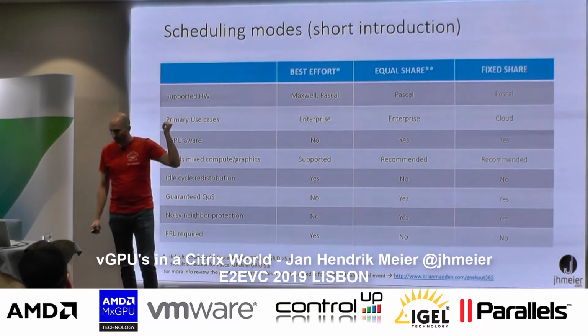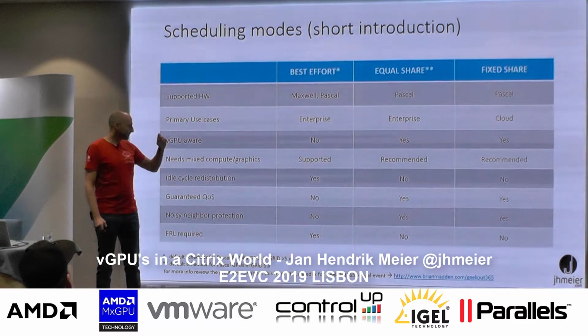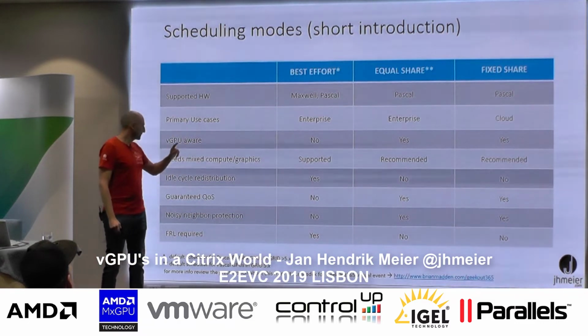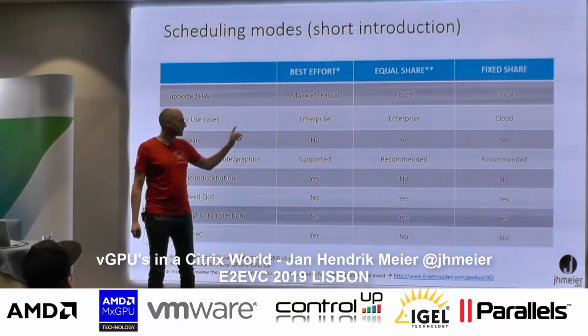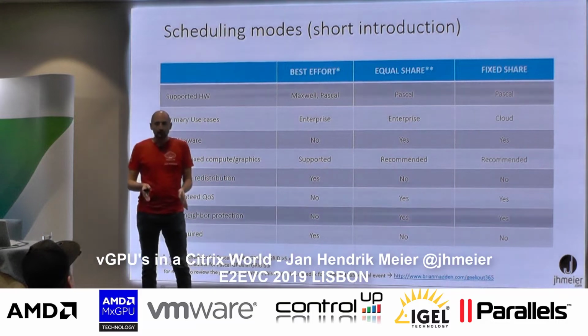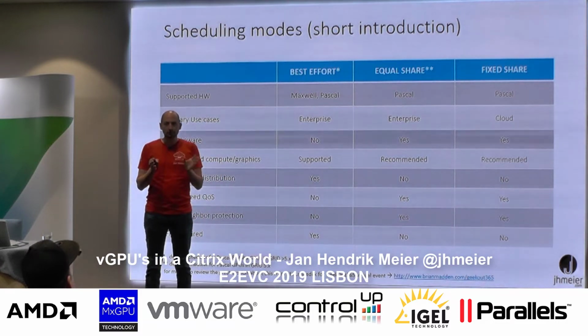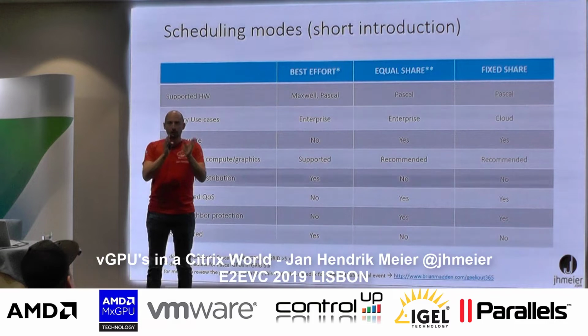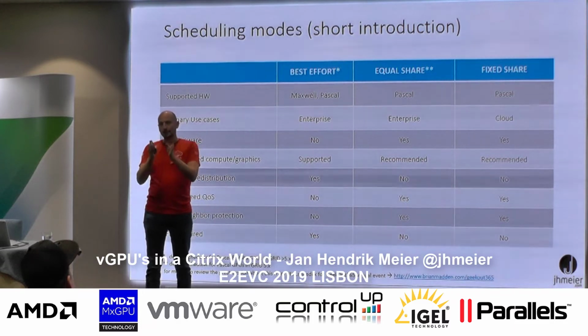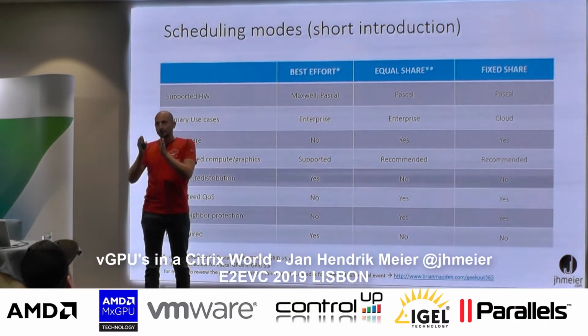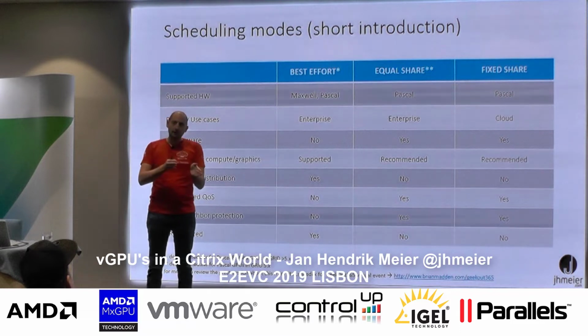In Pascal it's also available, but with GRID 5 they added equal share. Equal share means when a VM is booted on a GPU, the GPU is sliced between all available VMs, and each VM gets a part of the GPU. So the first VM gets the first slice, the second VM the second slice, and the third slice is the first VM again.